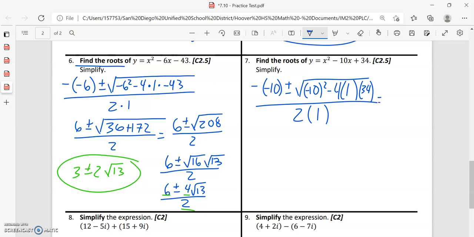See if I can fit this in here. I'll go over. Might run out of space. All right, negative becomes positive 10, plus or minus 10 squared is 100. 4ac, so all this, 4 times 30 is 120. 4 times 6 is 60. So minus 136, all over 2.